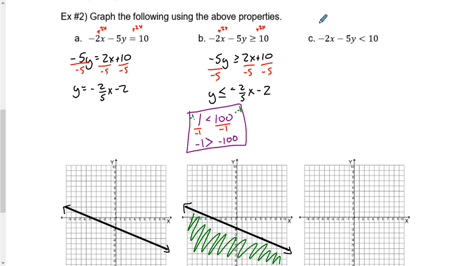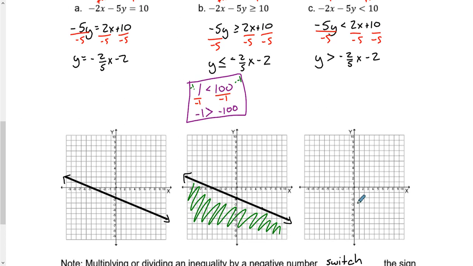If I do the same kind of work in this one, I still add the 2x, get a negative 5y is less than 2x add 10. Divide by the negative 5. So because I've divided by a negative number, this symbol has to switch directions. Again, an inequality does not change our abilities to graph. It's just going to change a few specific properties as we do them.